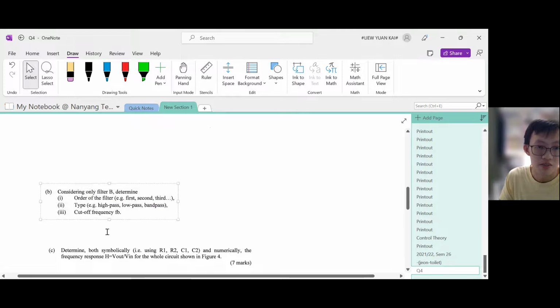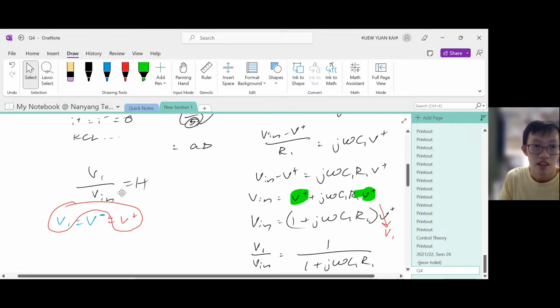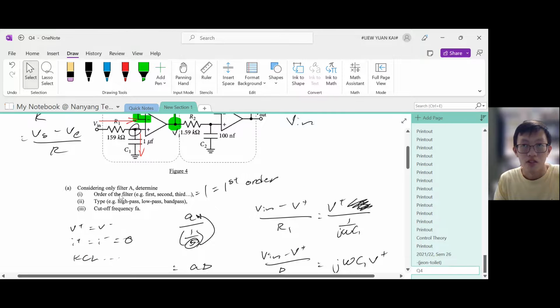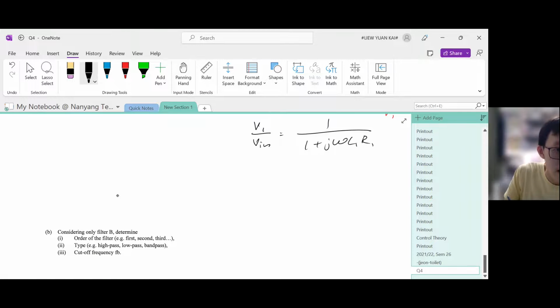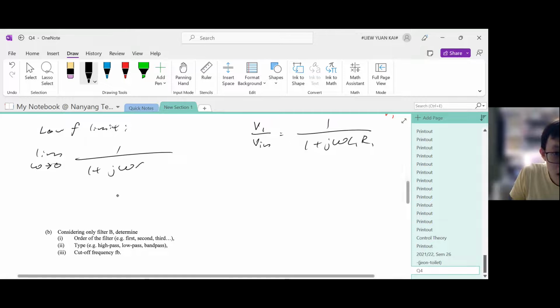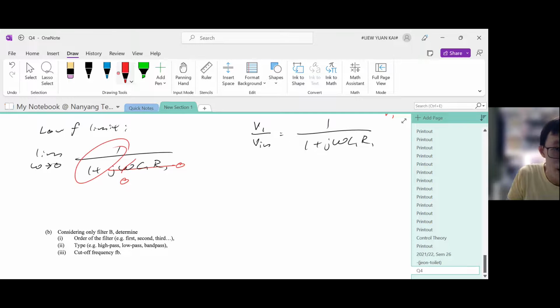Now, how to identify the filter type using the gain? Remember, we need to take the low frequency limit and the high frequency limit, and then check the results. So let us do the low frequency limit. You take the limit as omega approaches 0. Remember, low frequency means it approaches all the way to 0. So you take the gain, which is this. Now, as omega approaches 0, this becomes 0, meaning this becomes 0. So what you get is just 1 divided by 1, which is just 1. So this answer is 1.